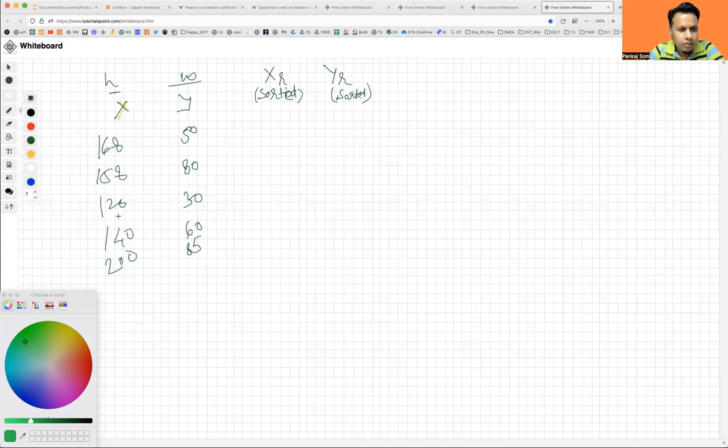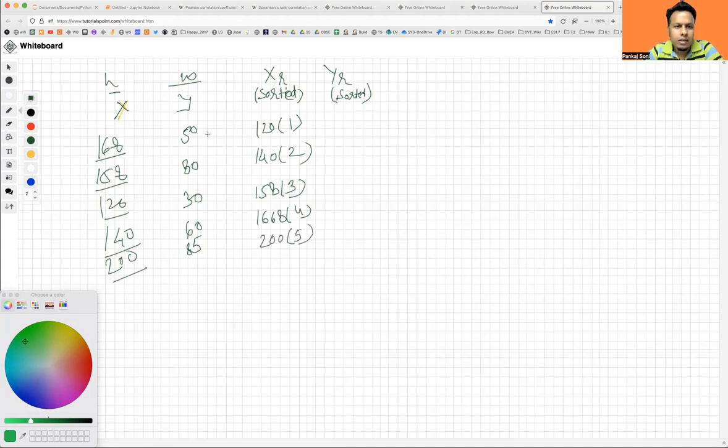So what is the minimum value here? 120, right? You just put 120 here, and its rank is 1. After 120 we have 140, put 140 and the rank will be 2. Then we have 158, rank will be 3. Then we have 168, rank will be 4, and 200, rank will be 5.